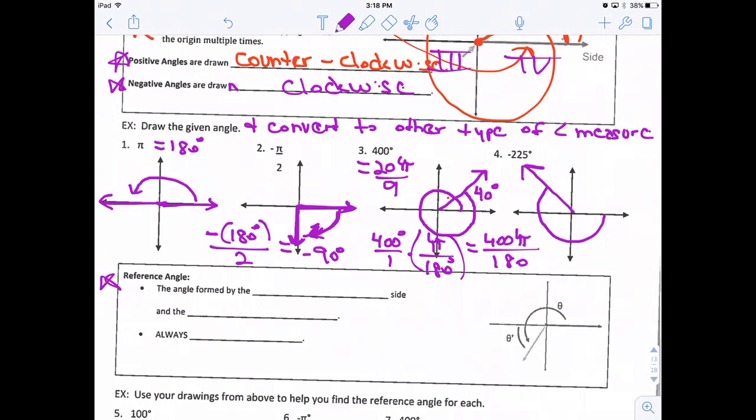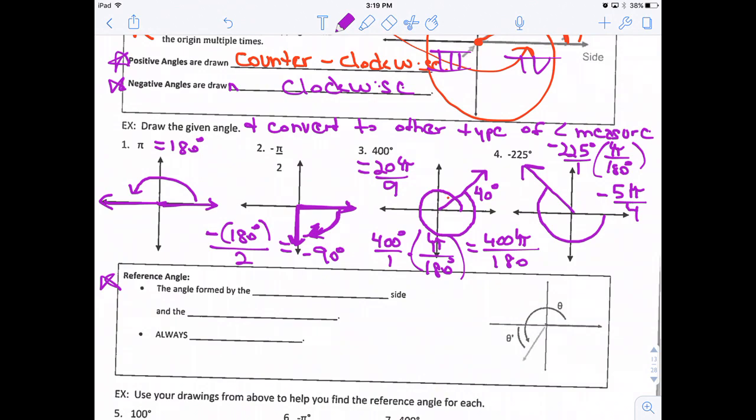Now I'm going to convert that over to radians. So it's negative 225 degrees over 1. I put my conversion factor, pi over 180 degrees. I multiply across, I simplify it, and I'll end up with negative 5 pi over 4. Just a little bit of fraction work, and that's really good practice. So negative 225 degrees is the same thing as negative 5 pi over 4.